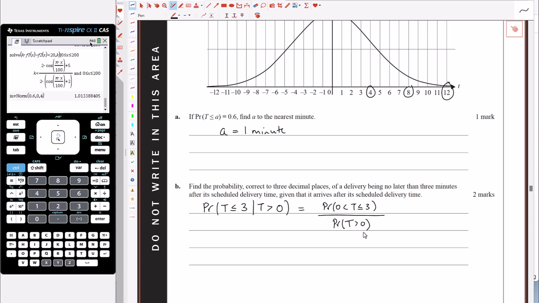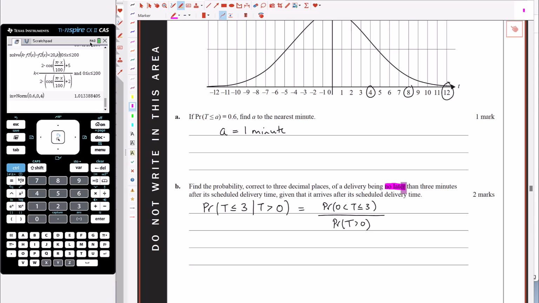Now, whilst for a normal and a continuous distribution it wouldn't make any difference in terms of the calculation as to whether these were less thans or less than or equal tos, or greater thans or greater than or equal tos, I think it's important, and look, I can't say what VCAA will do, but I think it's important to accurately interpret the question. So no later than means less than or equal to. It can be 3, but it can't be later than 3.